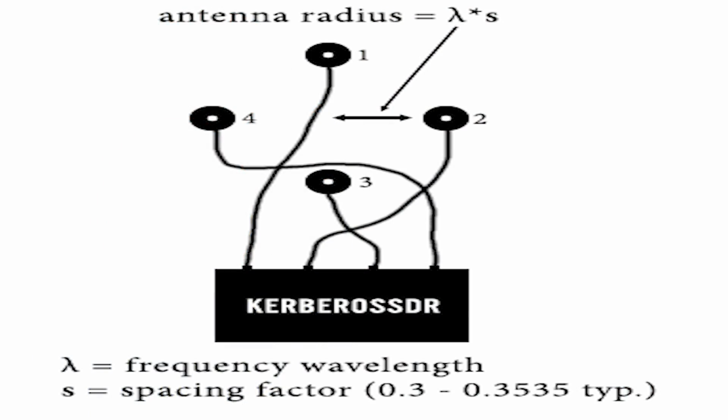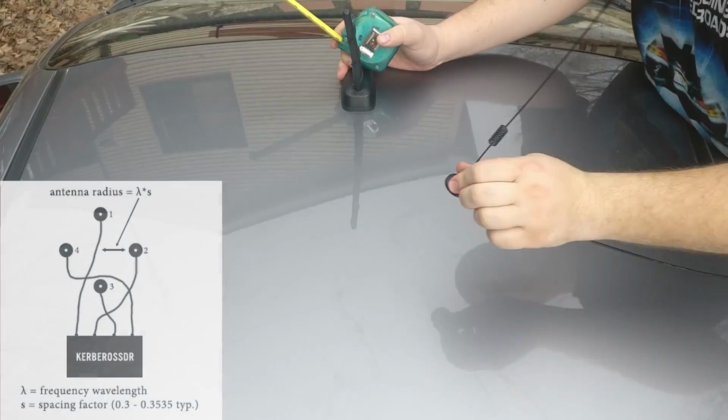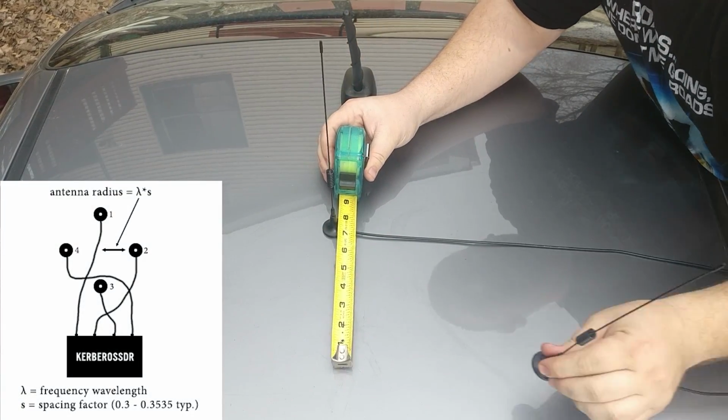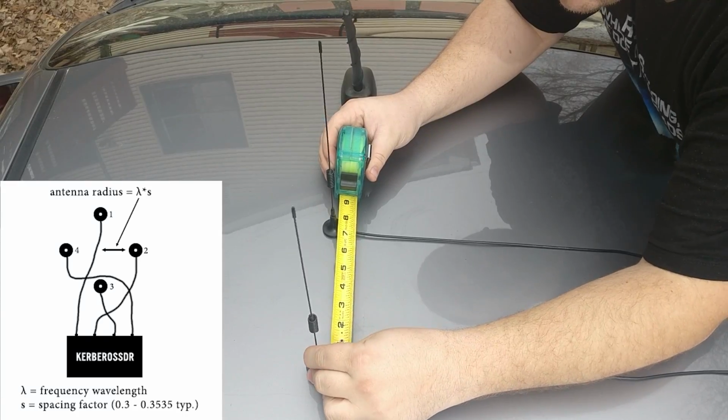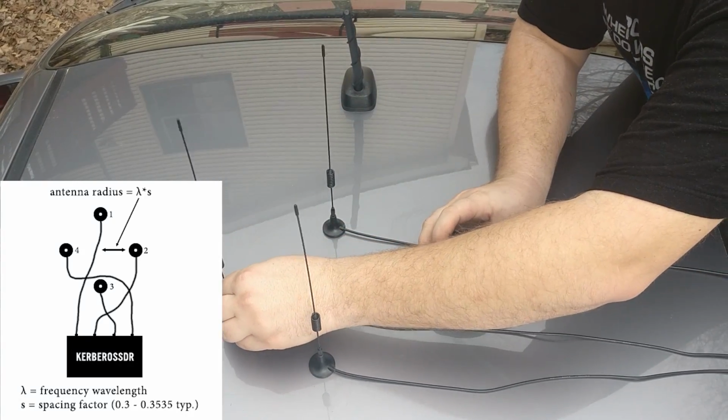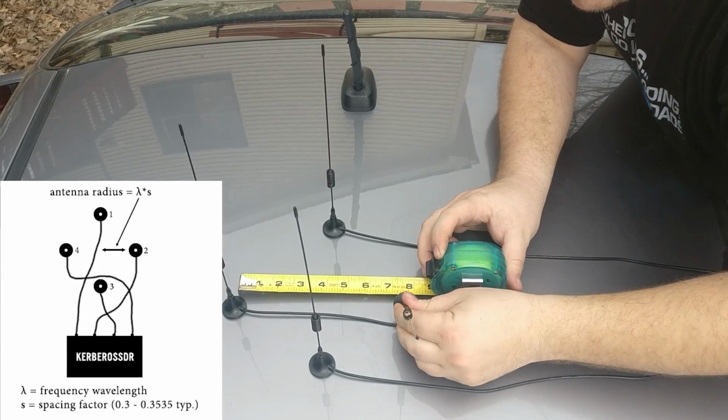So now that we've done this, we're going to move to a circular array and show you how that works. Now I'm going to go ahead and set up that circular array. In this case, I'm keeping the same spacing factor of 0.3. We need to make sure our antennas are oriented correctly. So I'm first placing antenna 1 with antenna 3 across from that. Then I'm placing down antenna number 4 with antenna number 2 across from that.